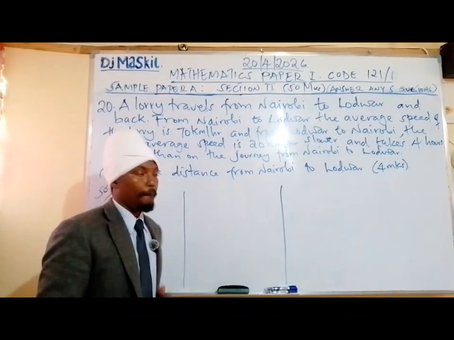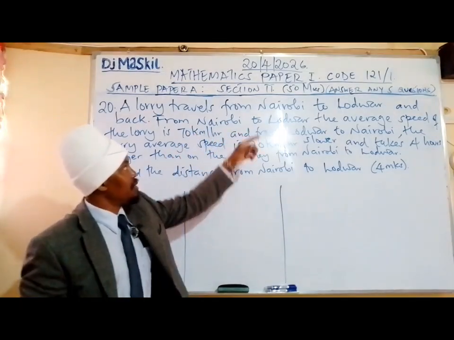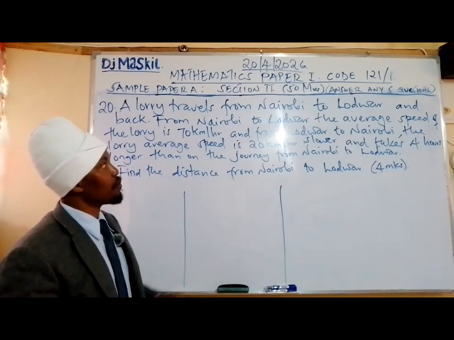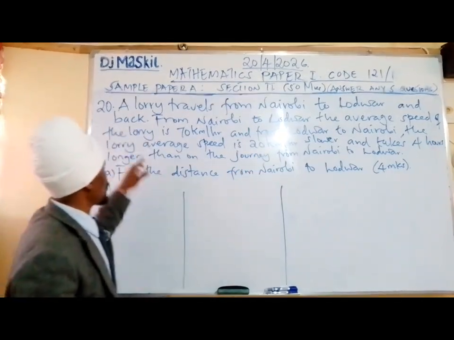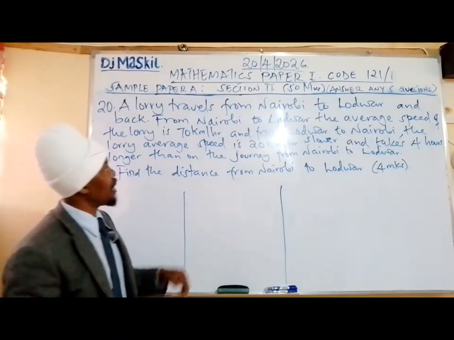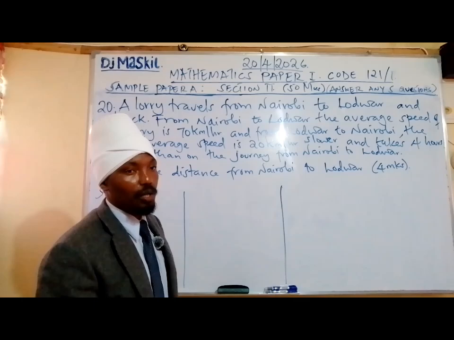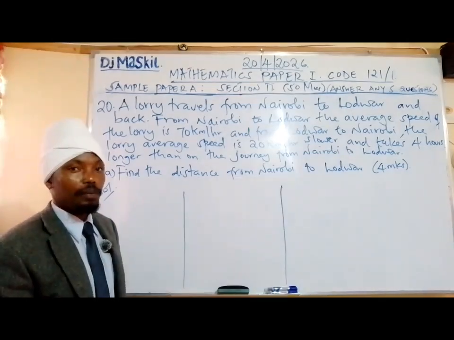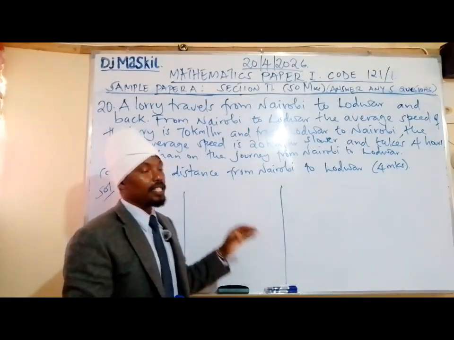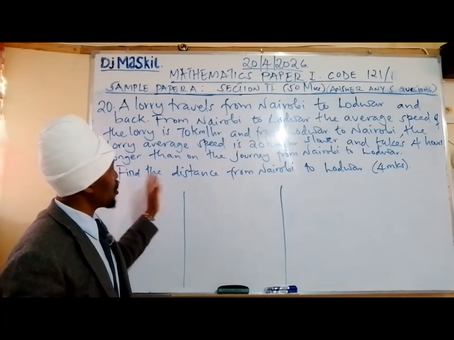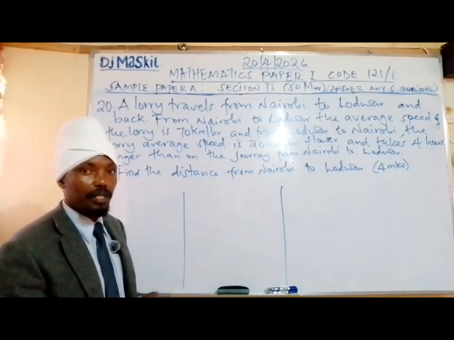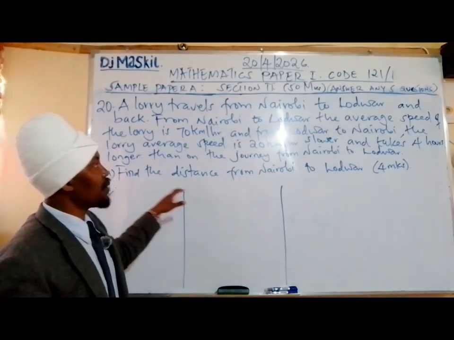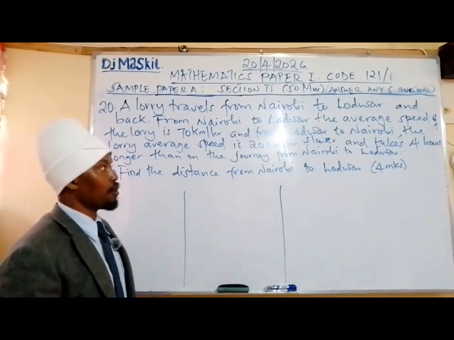Question number 20. A lorry travels from Nairobi to Lodwar and back. From Nairobi to Lodwar, the average speed of the lorry is 70 kilometers per hour. And from Lodwar to Nairobi, the lorry's average speed is 20 kilometers per hour slower and takes 4 hours longer than on the journey from Nairobi to Lodwar. So part A of the question, find the distance from Nairobi to Lodwar.